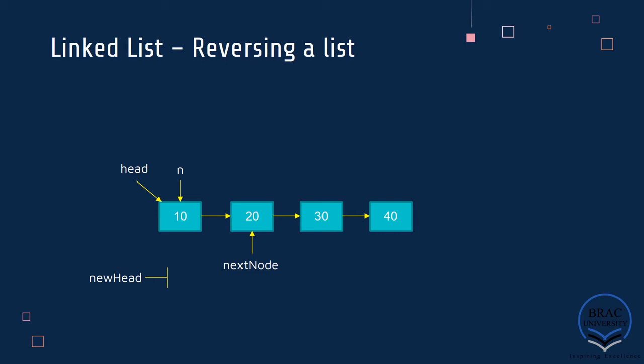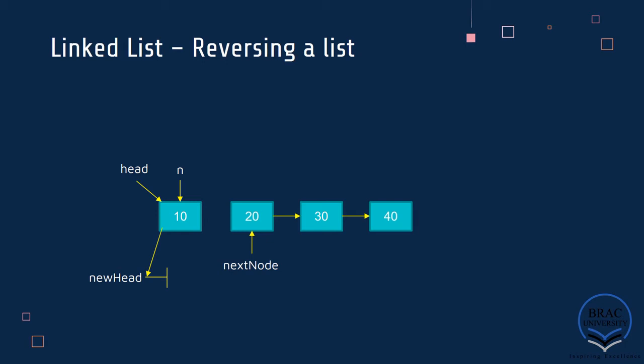The first step will be changing these links. Next node is already saving 20, so I am not going to lose the list anyway. So I can change the link. Let's change the link: 10 will point to whatever is pointed to by new head. Okay, so 10 is pointing to null right now.